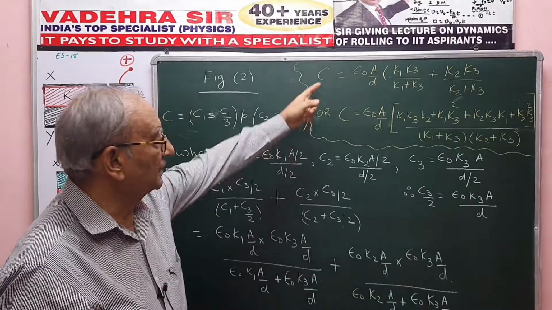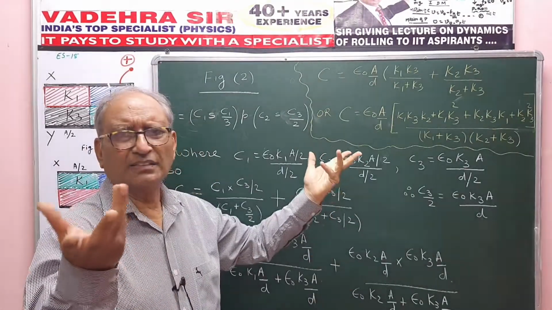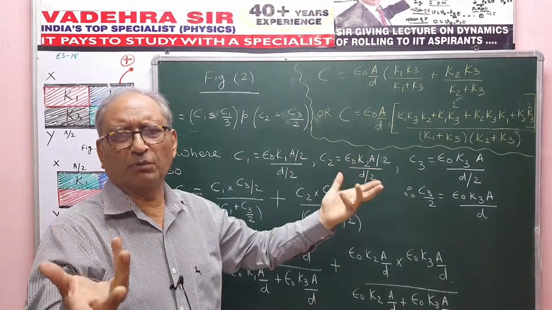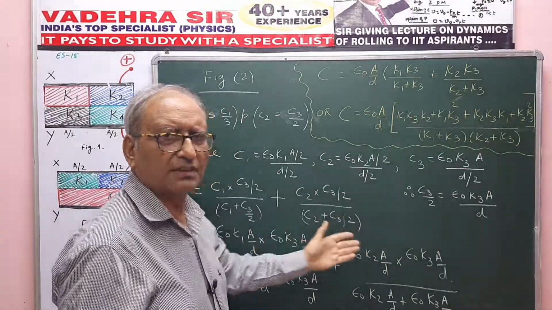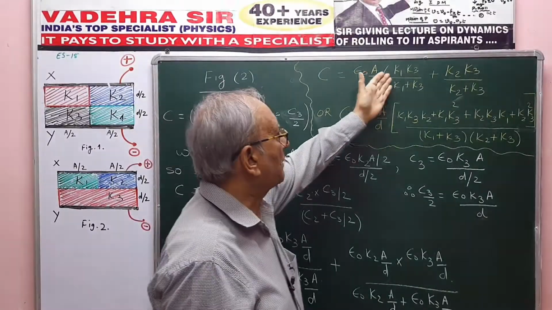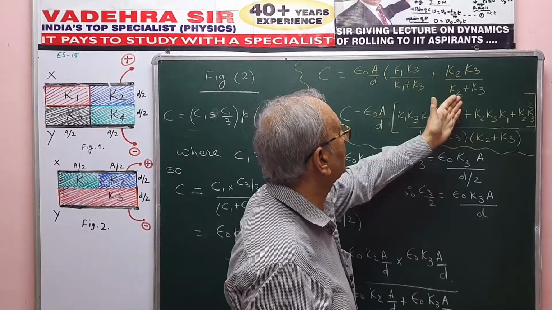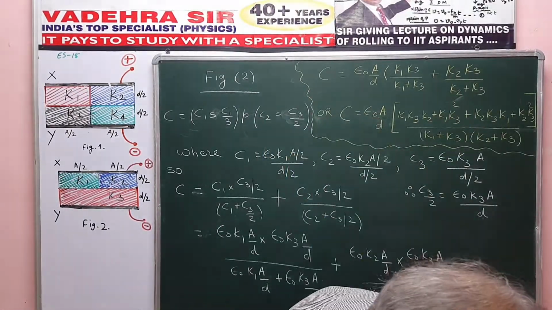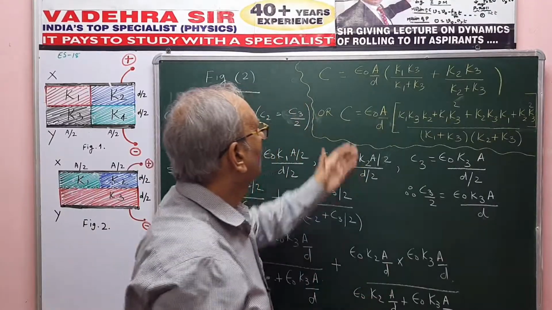Now I go up to the yellow part. This is the final part. Well, I just adjust this. There is no physics left now. It is all pure maths, and that is also very simple maths. You just have to make some adjustments here. So epsilon naught A by D I take common. So kappa 1 kappa 3 upon kappa 1 plus kappa 3, plus kappa 2 kappa 3 upon kappa 2 plus kappa 3. Well, that's it. Bracket close. Well, I just solve that.